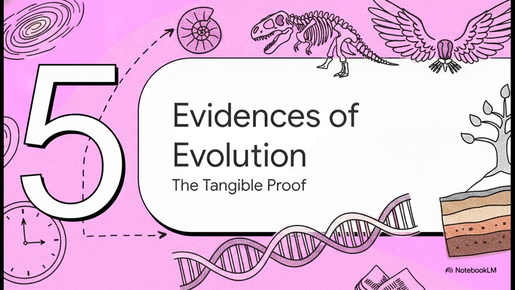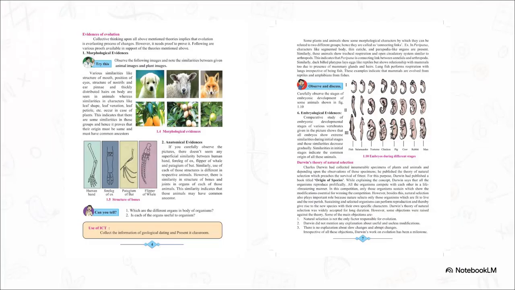Section 5. Evidences of evolution, the tangible proof. Since evolution is such an extraordinarily slow process, we can't just watch it happen in real time. It needs tangible proof to validate the theory. So let's examine the physical record. We actually have several fascinating lines of evidence. If we compare the morphological similarities in animals, like shared structures of the mouth or eyes, we see clear patterns. Pair that with embryological similarities across vertebrates. In their earliest stages, embryos of different animals show extreme similarities, clearly pointing to a common origin.